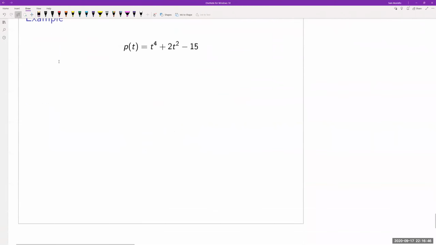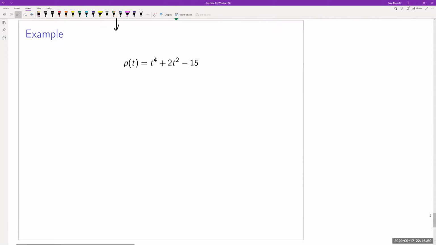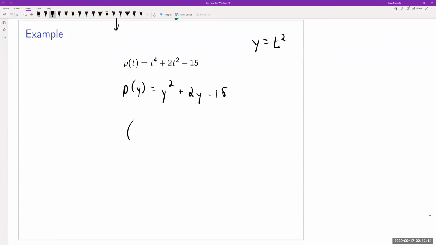Let's take a look at one more example here. Now, we could begin this one with synthetic division, but I want to remind us of an old technique that will work instead. If I say for a moment that y is equal to t squared, then notice what I get here. By making this substitution, I've changed this into a quadratic that I can factor by hand.